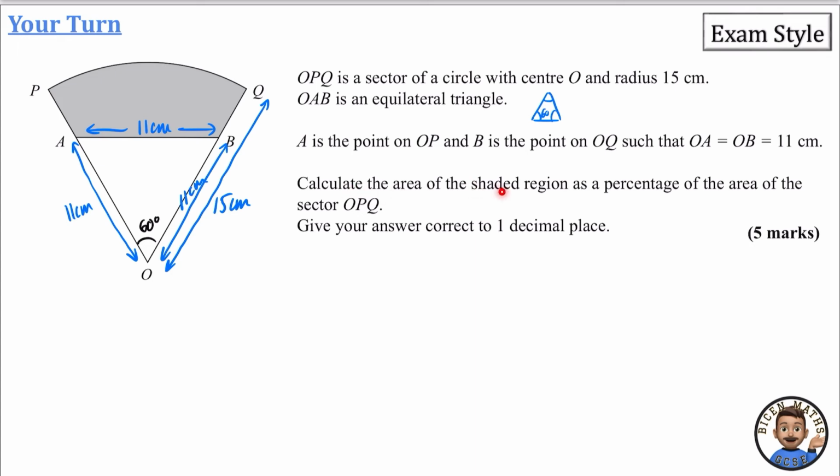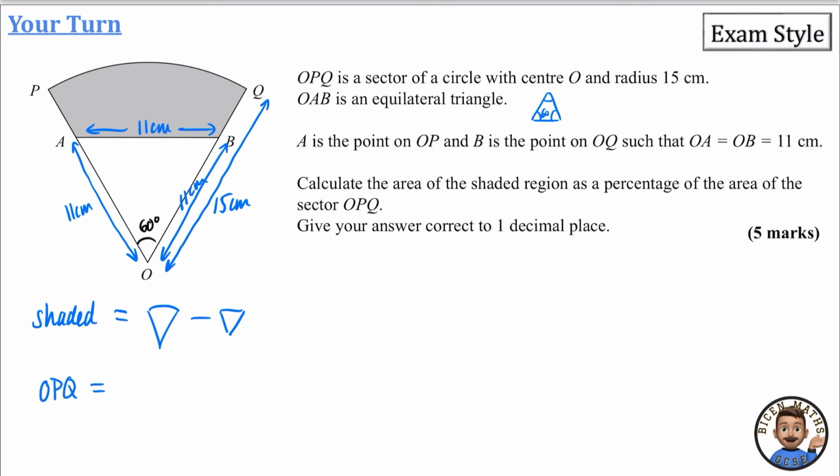Calculate the area of the shaded region as a percentage of the area of the sector OPQ. So the shaded region this time is a bit different because the shaded region is just this top section. It's the whole thing, but with the triangle removed from it. So I think what we're going to say is that the shaded region is equal to the OPQ region, which is this, minus the triangle. So we need to find out what those other areas are first of all.